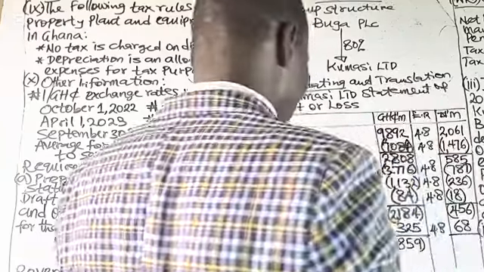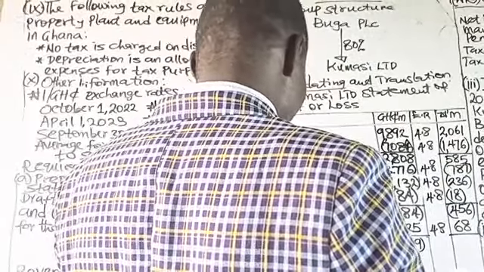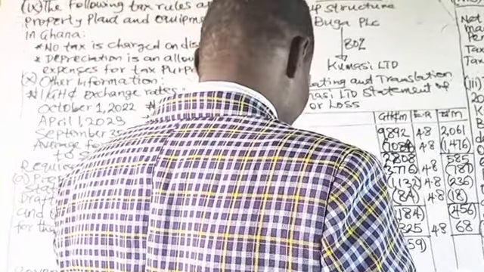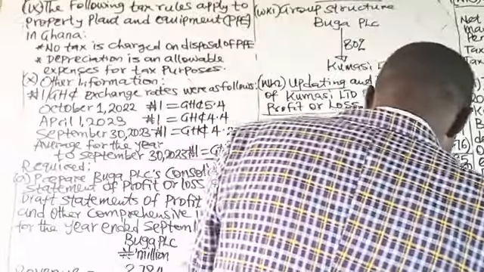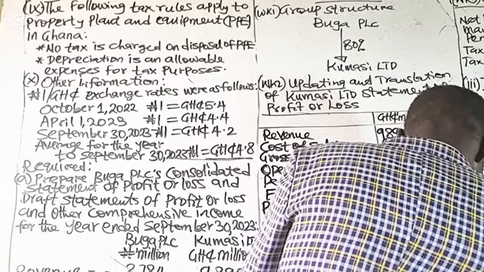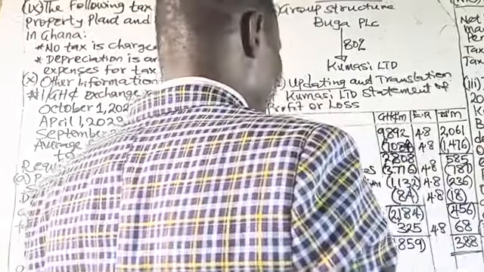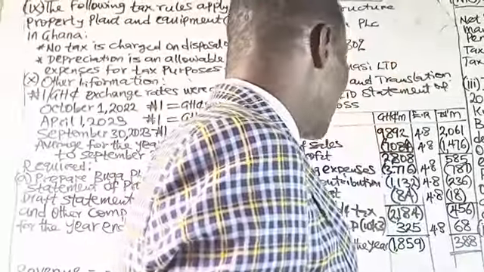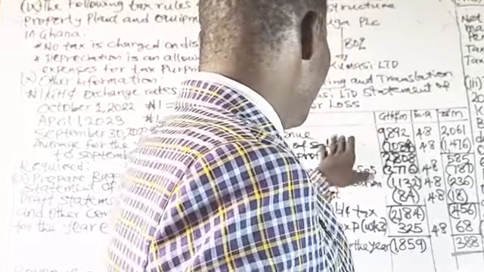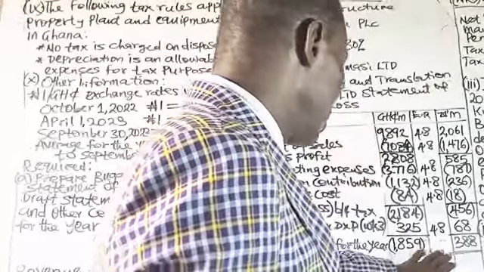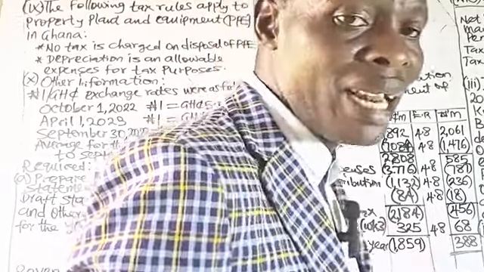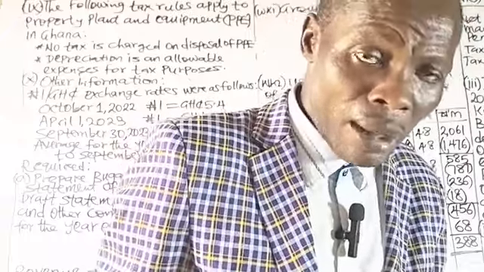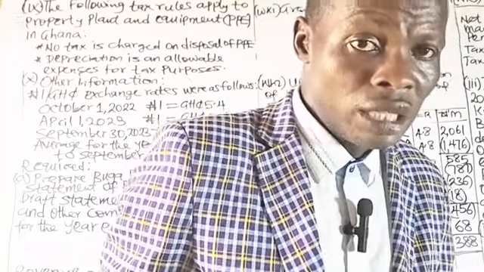If you add it, minus 456 plus 68, we have 388, approximately equal to 388. We're done with updating and translation of the Kumasi statement of profit or loss. Then after the updating and translation stage, the next step is to prepare the consolidated schedule.